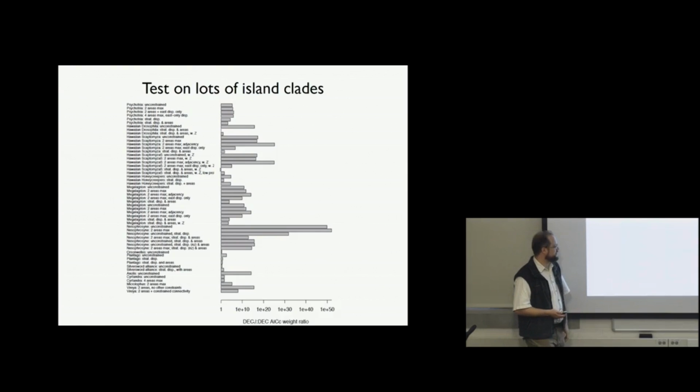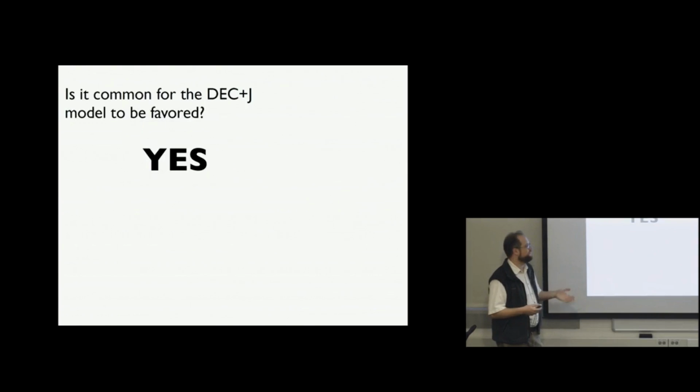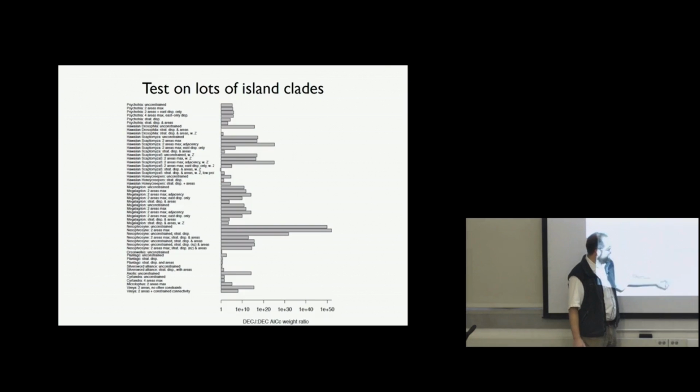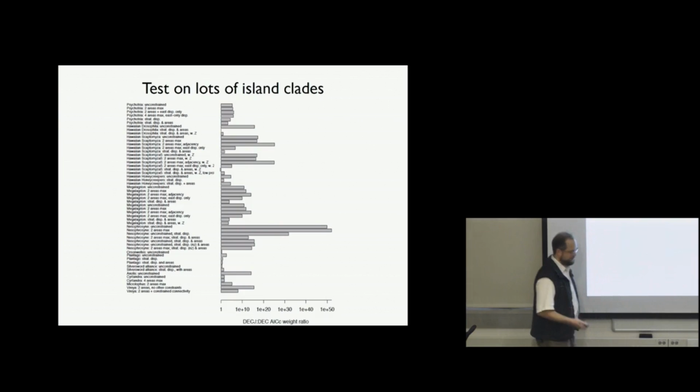And I ran this on a bunch of data sets. We want to know, is this just a couple of data sets, or is this a general pattern? So I picked something like a dozen different Hawaiian and other island clades and ran the model weight ratios. And in almost every case, you get dramatic improvement for the DEC plus J model. Mostly it depends on the size of the data set. The bigger the data set is, the more support you get for DEC plus J. There are a couple of exceptions, which I don't have time to talk about, but they're basically weird and don't matter.